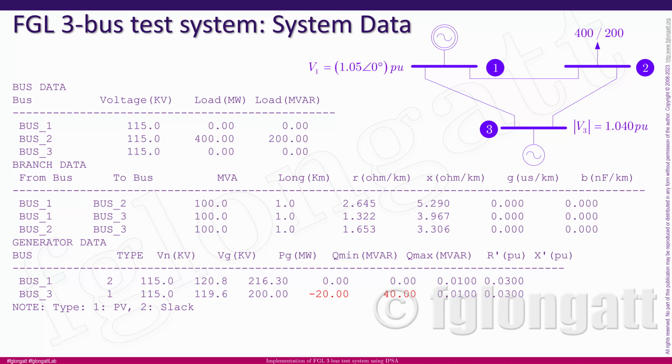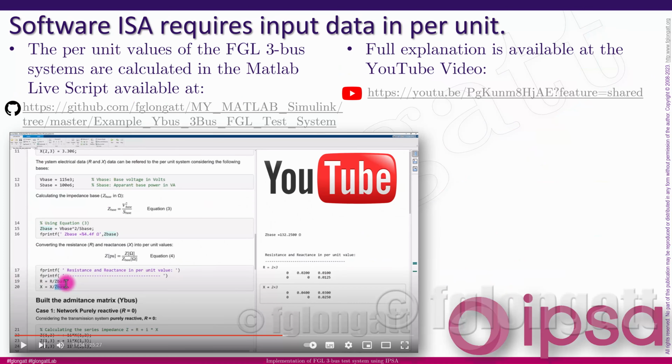Well, let's move forward. As you must be aware, the power system analysis software IPSA requires the input data, for instance, for the transmission lines, using the per unit system. So the first step is having all the data converted or referred into the per unit system. The good news is that we have been recording several videos, and we also created a MATLAB live script for the calculations of these per unit values, okay?